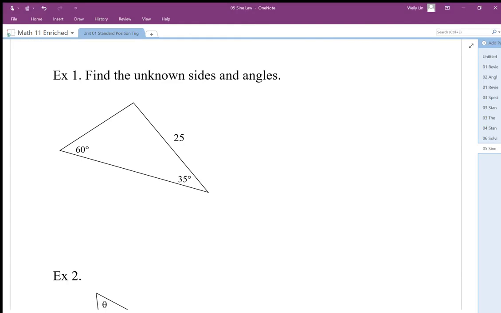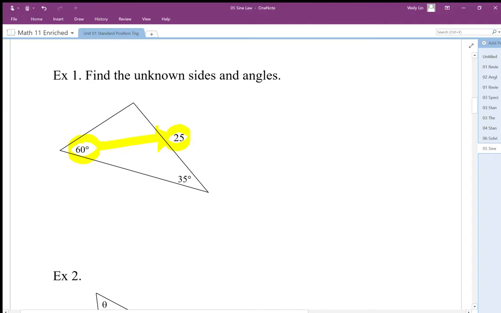So what we need to make the sine law work is we need to have an angle and opposite side pairing. So this is really important. This is where you can see whether we are able to apply the sine law. If we have an angle and opposite side pairing, that means we can apply sine law to a problem like this, because we can convert this into a sine ratio and then make a ratio with the length of the opposite side. So that's a key point.